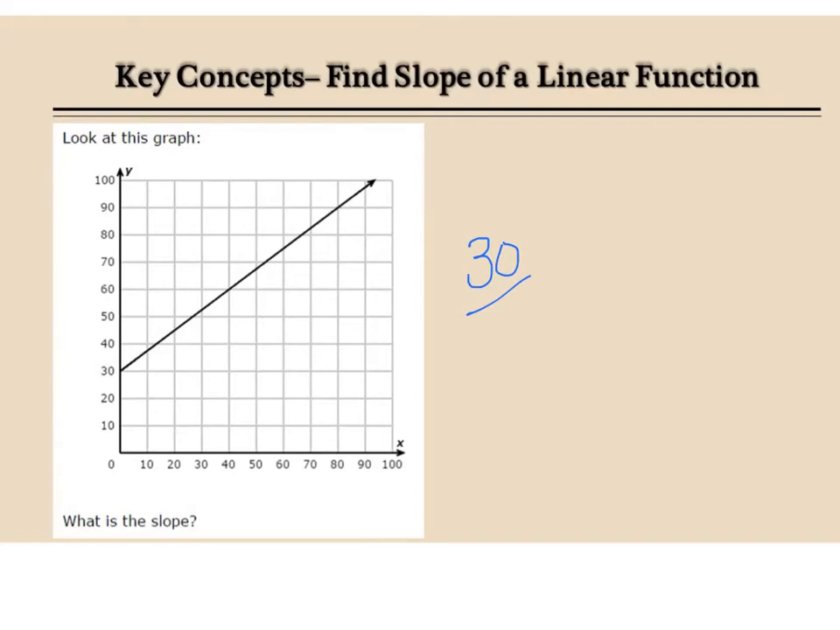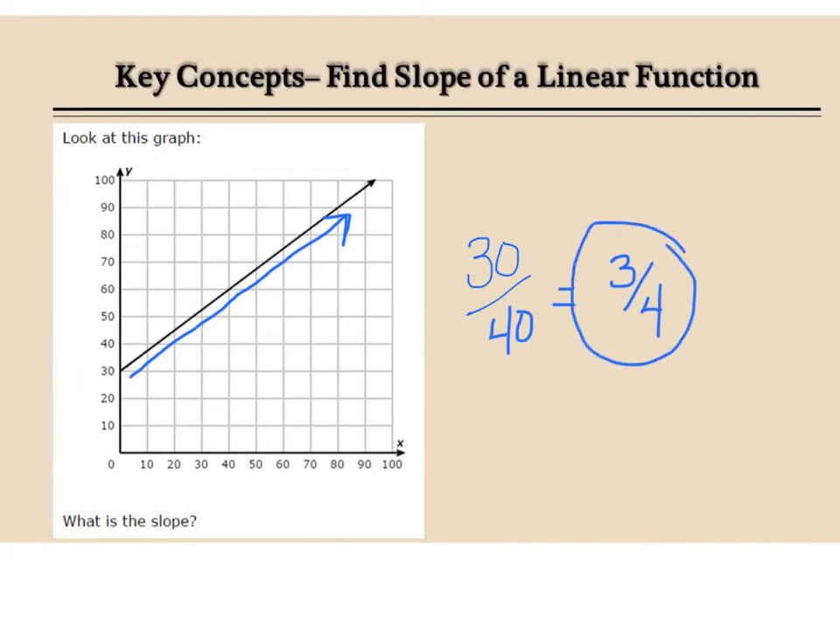And my bottom number is going to be the change in the x value. So I'm also counting by 10, so it's 10, 20, 30, 40. And when I simplify that, I get 3/4. My line is going up and to the right, so that's a positive slope. The slope of this line is 3/4.